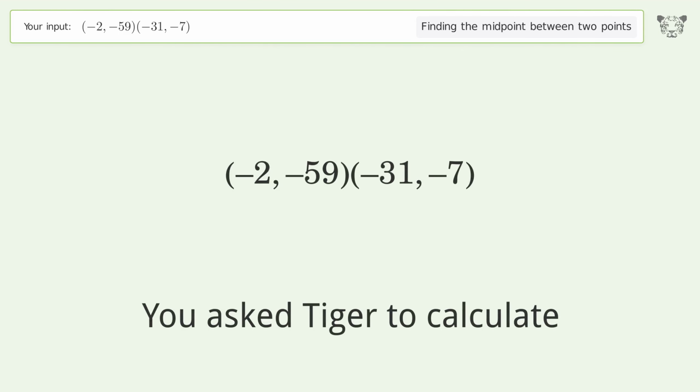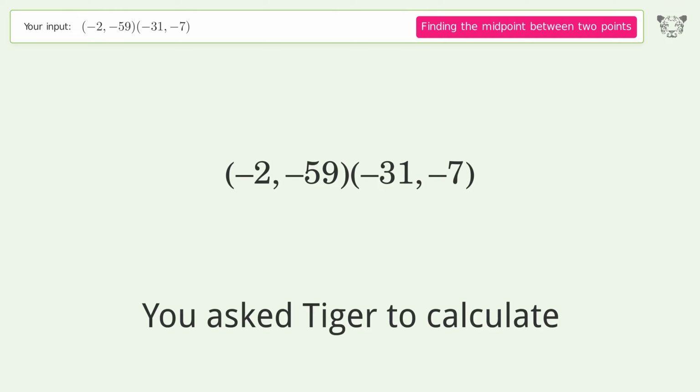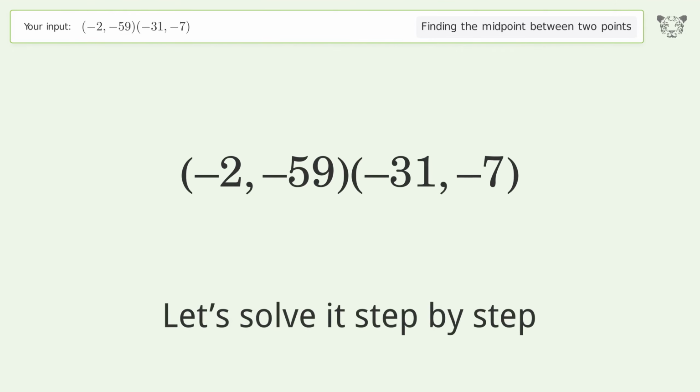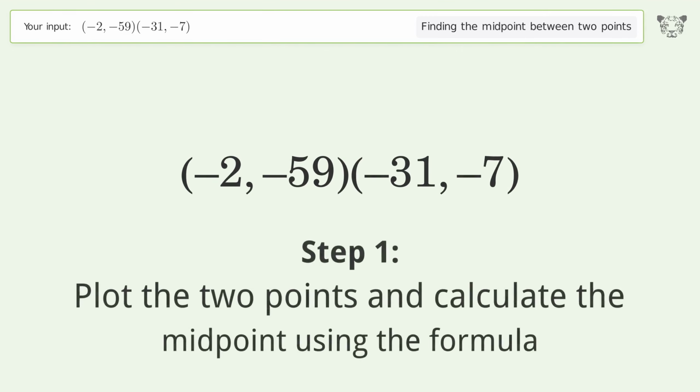You ask Tiger to calculate. This deals with finding the midpoint between 2 points. The midpoint between the 2 points is -16.5, -33. Let's solve it step by step. Plot the 2 points and calculate the midpoint using the formula.